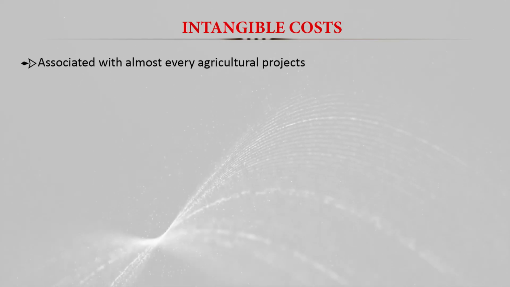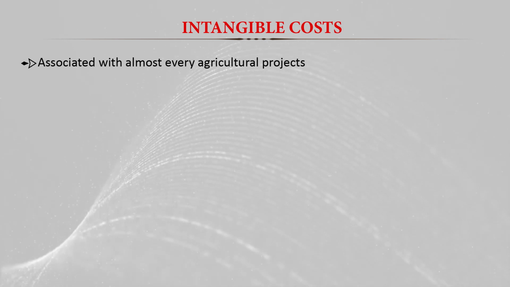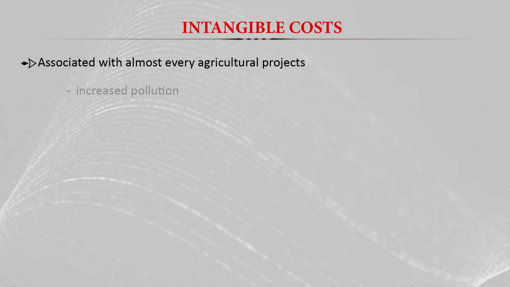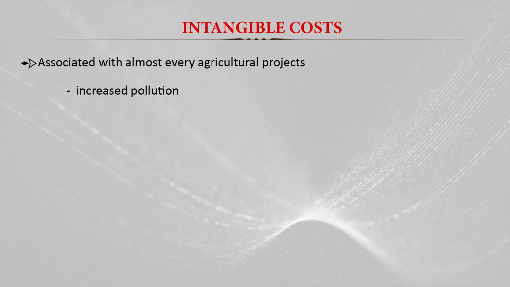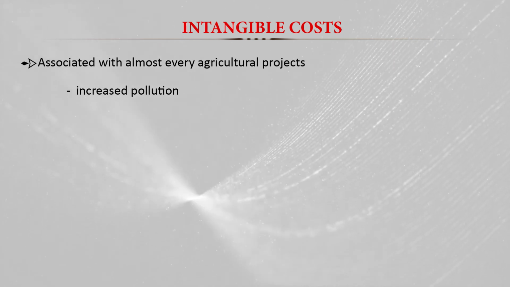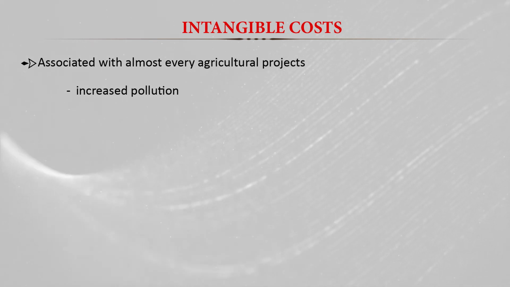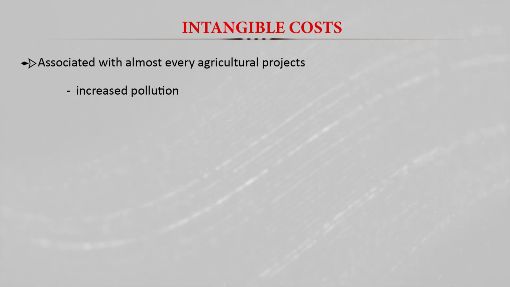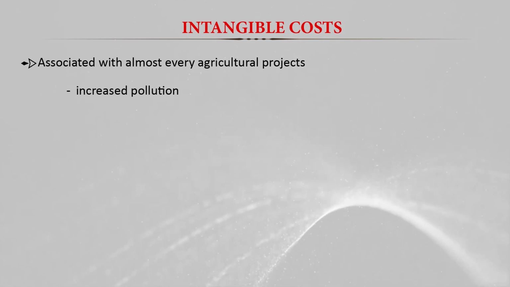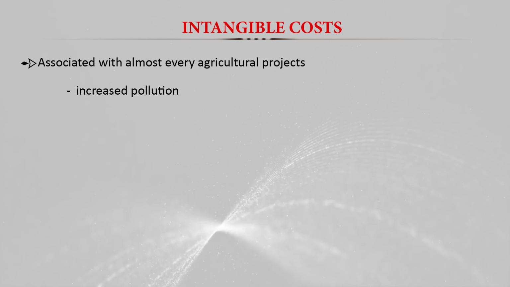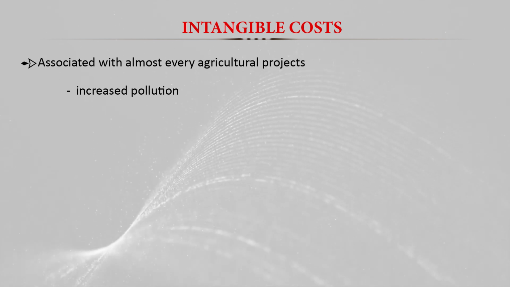Then intangible cost is another important aspect when we consider the cost and benefit of a project. Intangible costs are associated with almost every agriculture project. For example, increased pollution: if we are promoting more use of fertilizers or pesticides to increase productivity, there will be another effect, increased pollution. We cannot easily measure pollution in monetary terms, so we say that is an intangible cost.